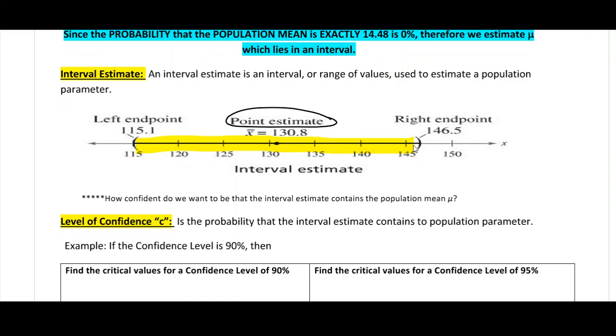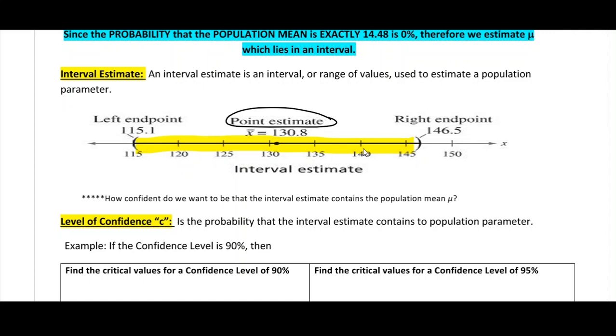So for example, if the confidence level is 90%, then if we do this experiment, or we do these samplings 100 times, 90% of the times, the mean should fall somewhere between the intervals that we calculate out of those 100 sampling distributions that we would do.